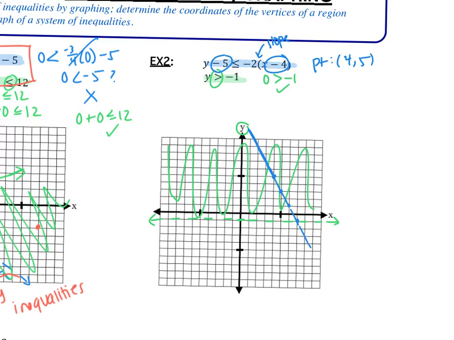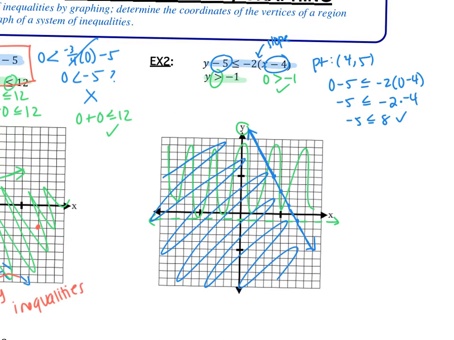So don't forget that solid and dashed. Okay, this one's going to be a little bit trickier to check. We're going to plug in 0, 0. So we get 0 minus 5 is less than or equal to -2 times 0 minus 4. Left side, this is -5. Right side, this is -2 times -4, which is 8. So that's good. That means we shade towards 0, 0. So that's right here.